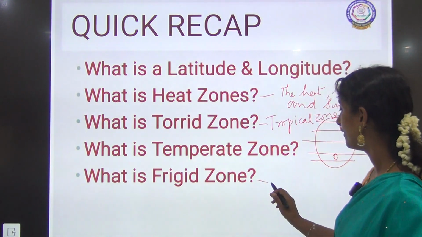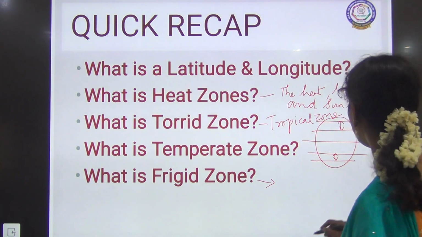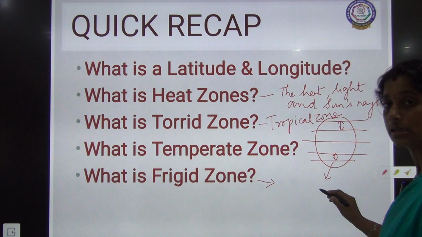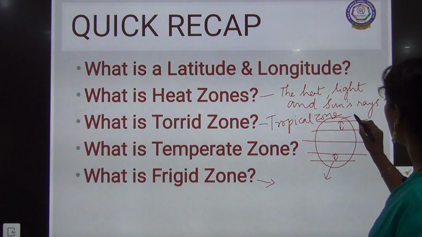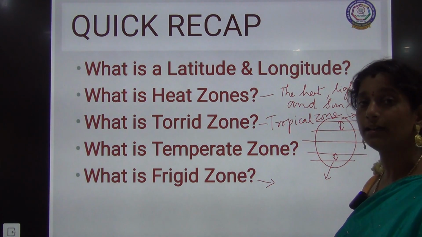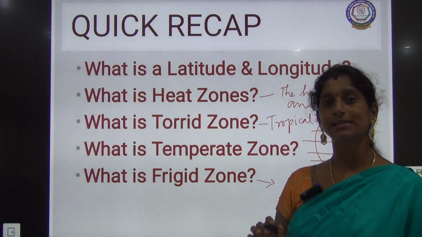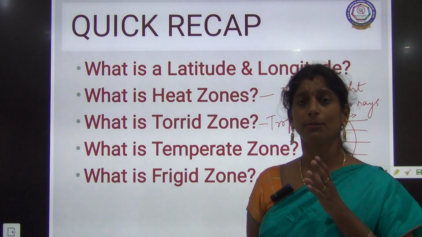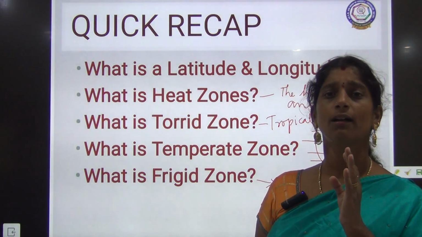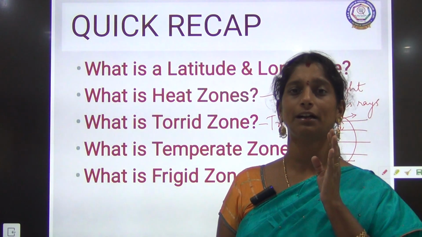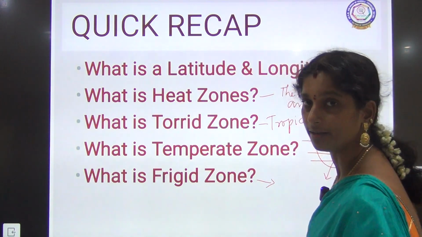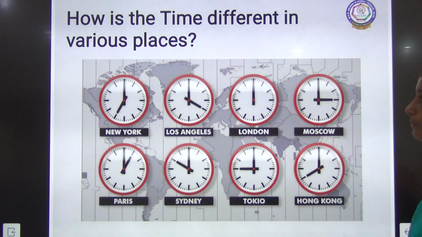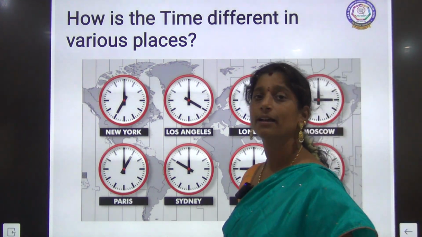Then comes the frigid zone. Frigid zone is nothing but the area between the Antarctic Circle and the South Pole, and in the same way the Arctic Circle and the North Pole. Here there is a very small amount of heat, almost like a cold region, and it is also called the polar region, clear. So, with this we will move to the next topic.